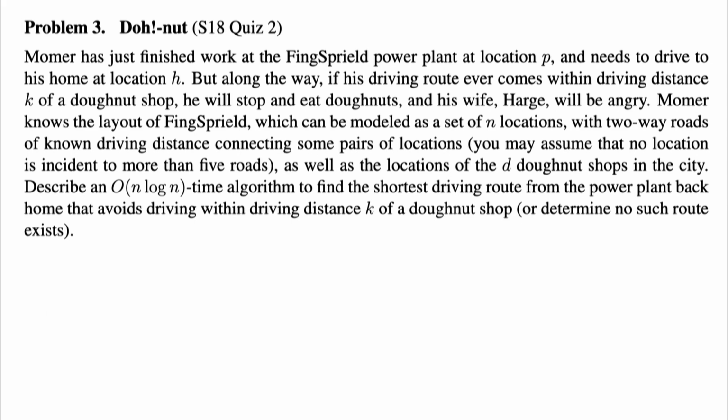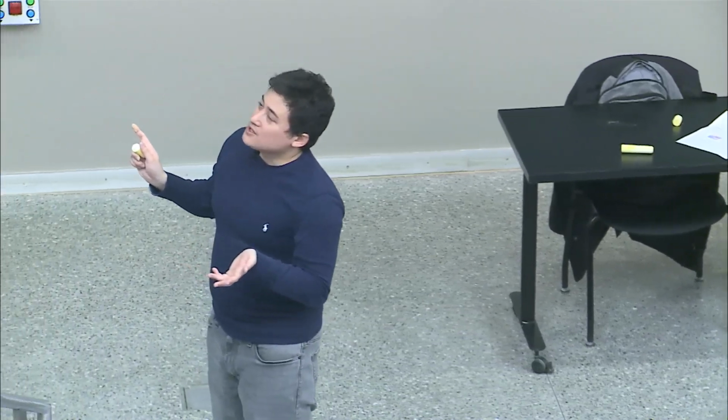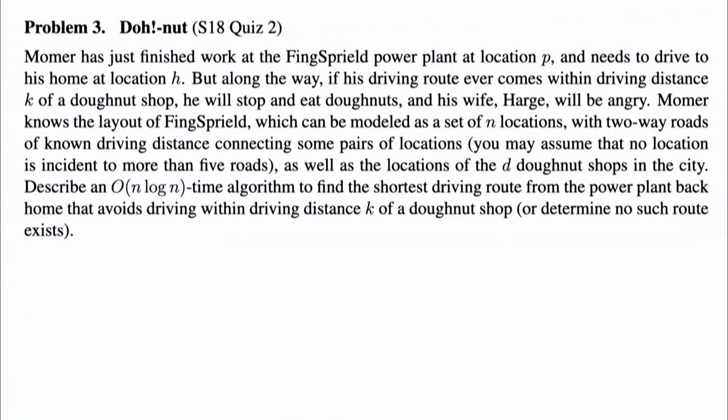Momar knows the layout of Fingsprield, which can be modeled as a set of n locations with two-way roads of known driving distance connecting some pairs of them. And you may assume that no location is incident to more than 5 roads. Okay, so we've got a degree bound here. As well as the location, and he knows all the locations that contain donut shops. There's at most d of them. Okay? Describe an n log n time algorithm to find a shortest driving route from the power plant back to home that avoids driving within distance k of a donut shop.